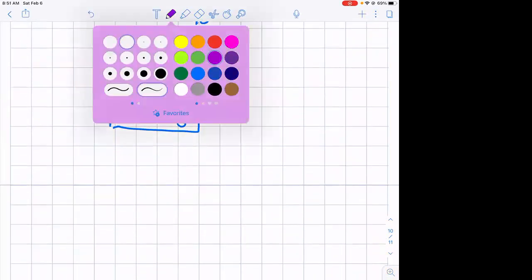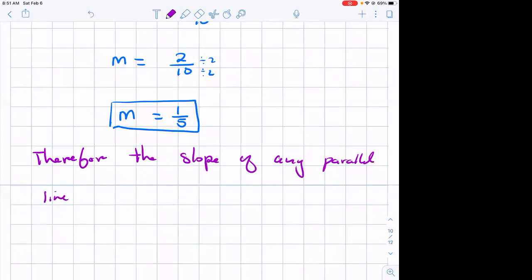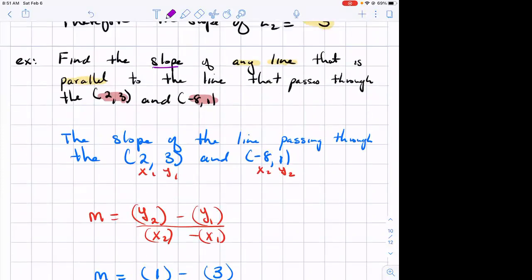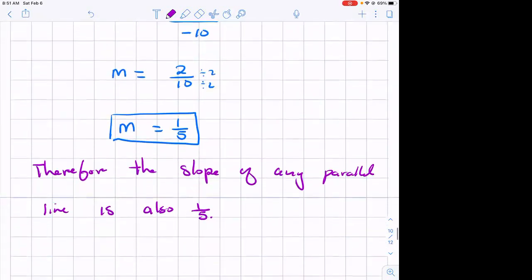Therefore, the slope of any parallel line is also 1/5. And that's what they're asking you to find. They're asking you to find the slope of any line that is parallel to the given line. So your answer is not just m equals 1/5. The slope of any parallel line is also 1/5. Okay?